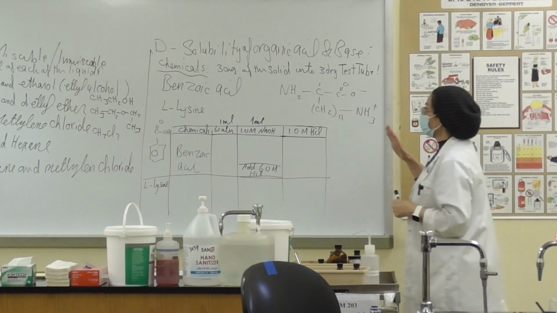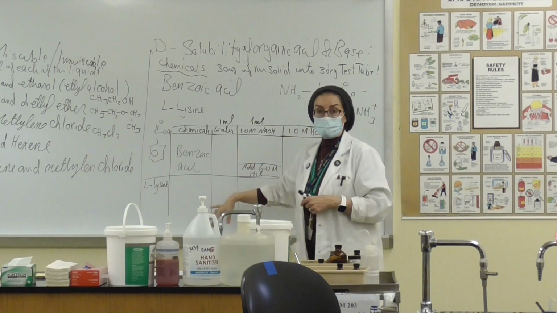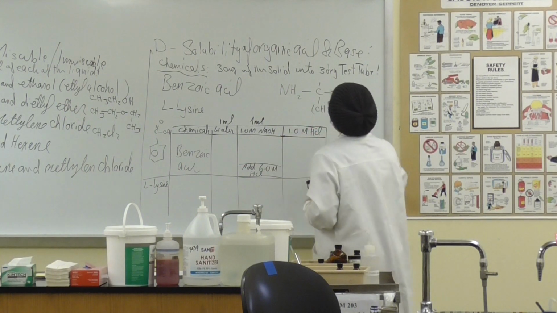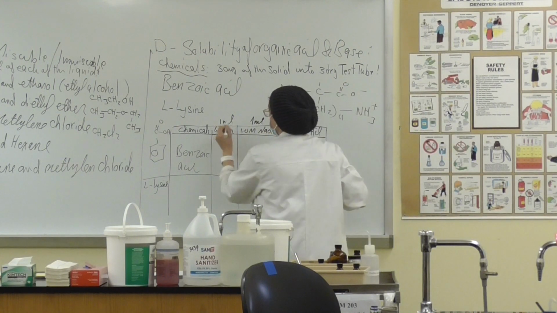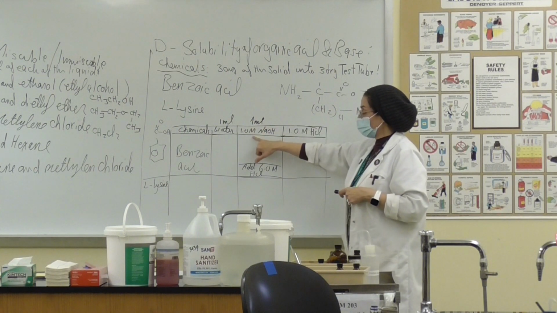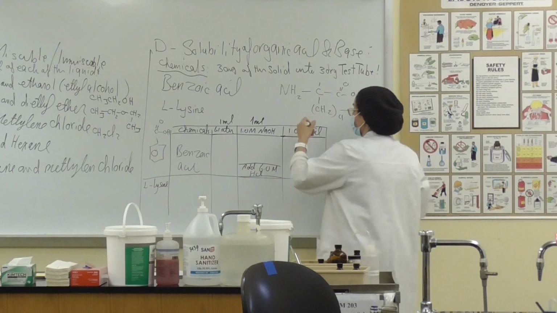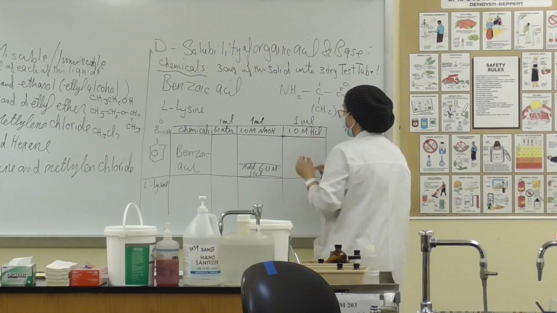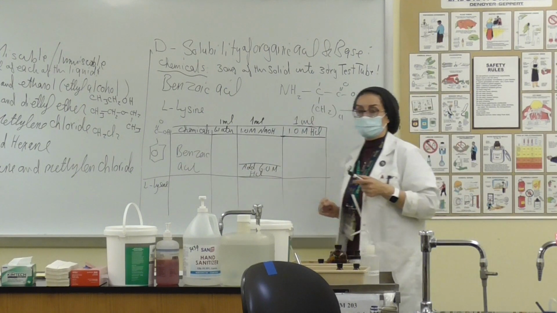Okay? So we are going to have 30 milligrams of each of the solids in the test tube. And then we are going to have 3 test tubes. We have water, and for the third one, you're going to put 1 ml of the 1 molar sodium hydroxide, and this one also 1 ml of hydrochloric acid, to the same chemical, benzoic acid, okay?